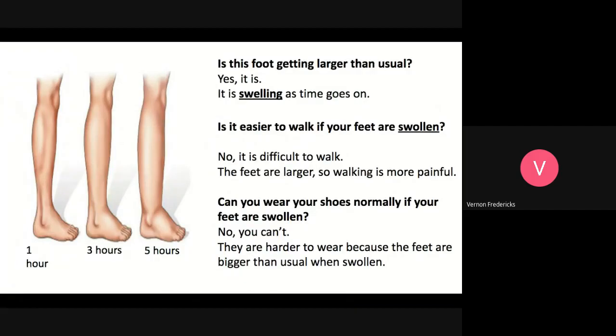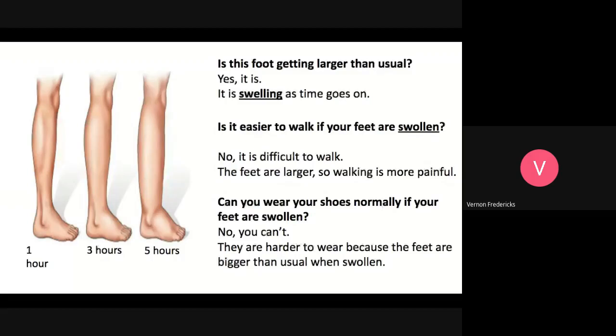The next two vocab words are swelling and swollen. Okay, swelling and swollen. If you look at the picture there, students, 1 hour, that's how the leg looks, normal. 3 hours, it gets bigger. 5 hours, the leg gets much bigger. Okay? And this usually happens when you play football or you have an injury to your foot or to your leg or to your hand or to your head or to your arm.